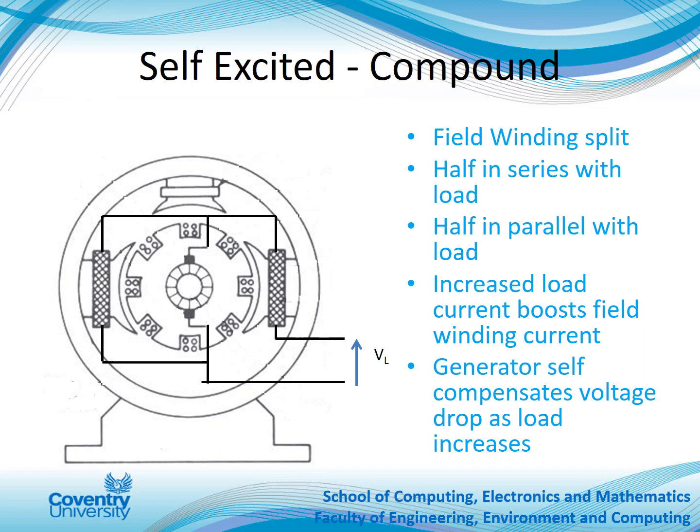This is a compound configuration, which has a split between series and parallel. So half of it is in series, half of it is in parallel, and this is the configuration that it would be in. Okay, so this provides an increase in load current, which boosts the winding current, and the generator self-compensates the voltage drop as the load increases across here.